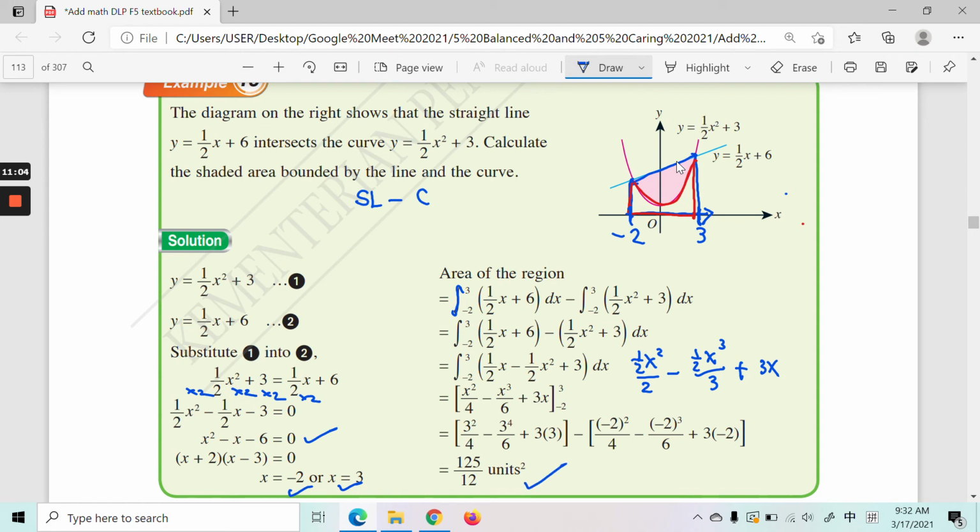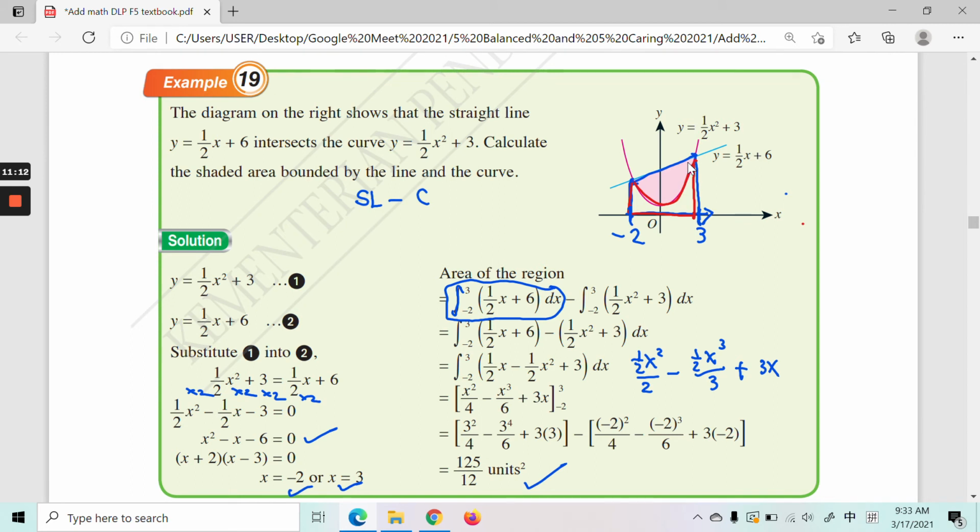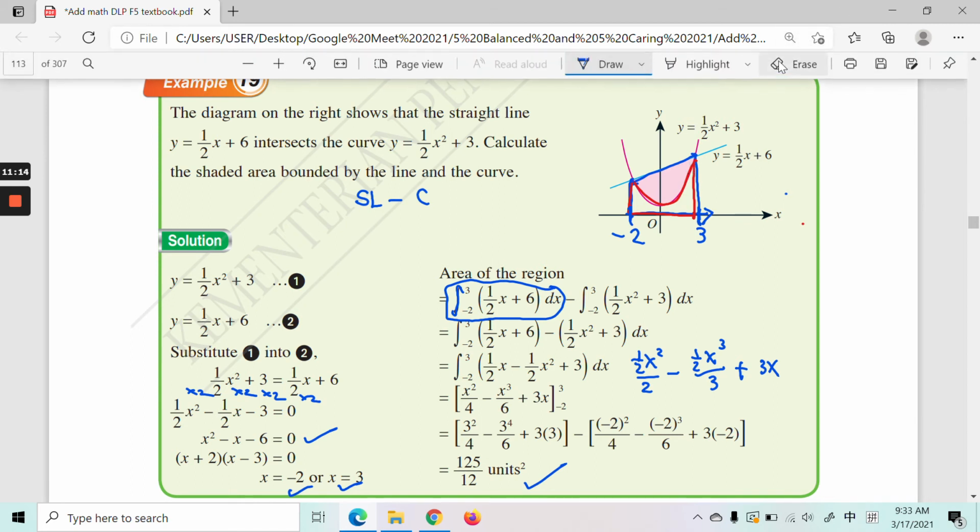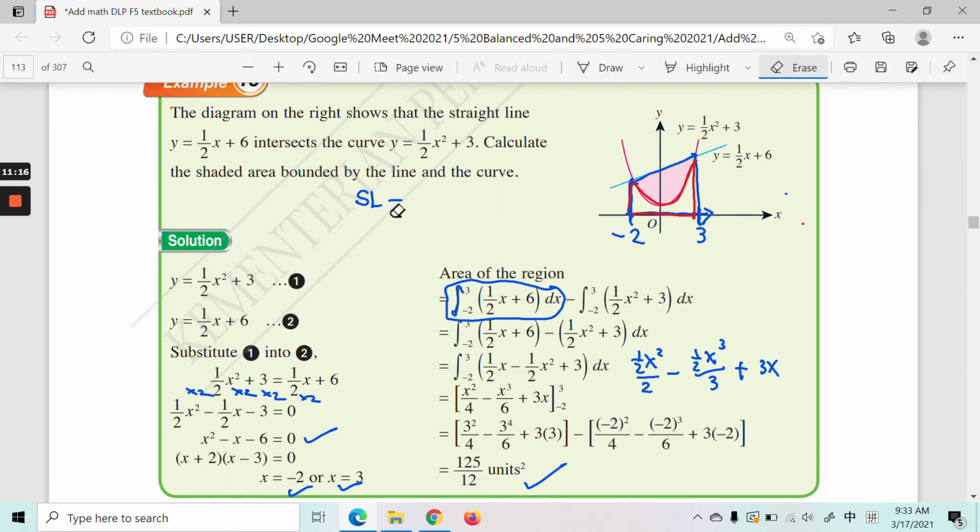Okay, I will show you if I want to use the area of trapezium to replace this part, how I'm going to do it. You can also use the basic trapezium formula to solve this question, by changing this integration to the area of trapezium. So now look at your trapezium. How are we going to know what this height is? You just substitute x equals -2, put inside here. So you will have what?